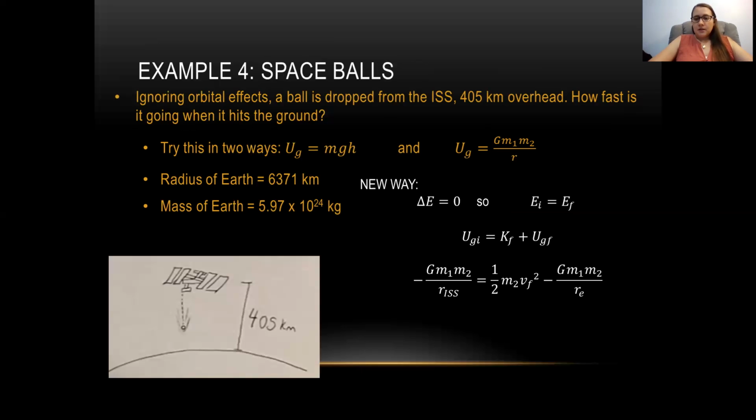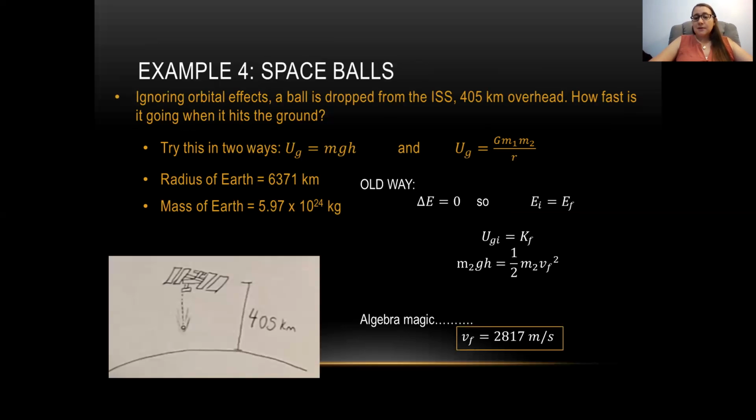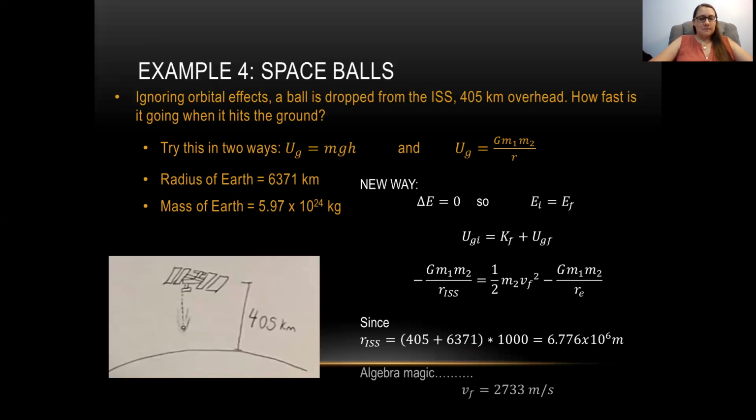So, sorry, wrong way. 2,733 compared to 2,817. You can see they're approximately the same, but they're not identical anymore, right? Because we're not considering the surface to be our zero point, and that makes a big difference in this new method.